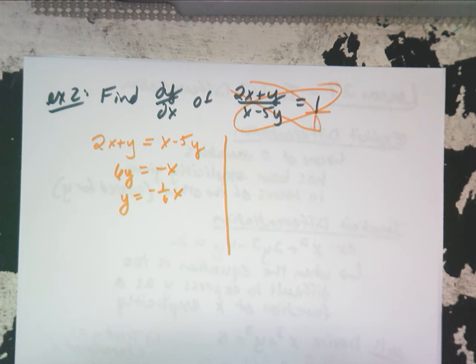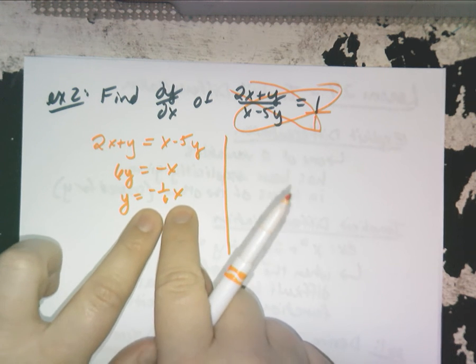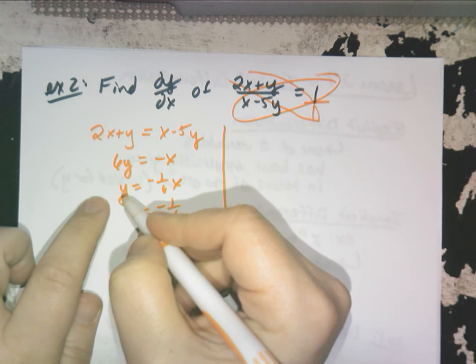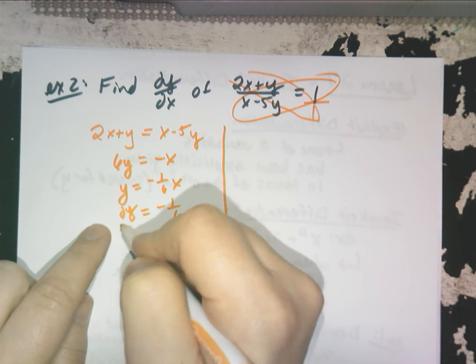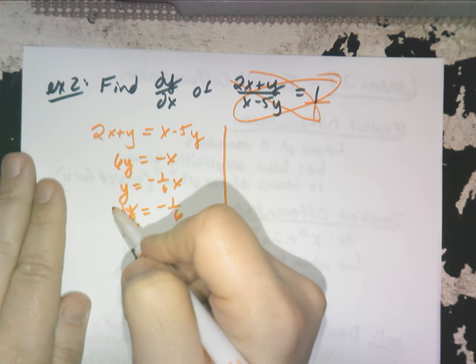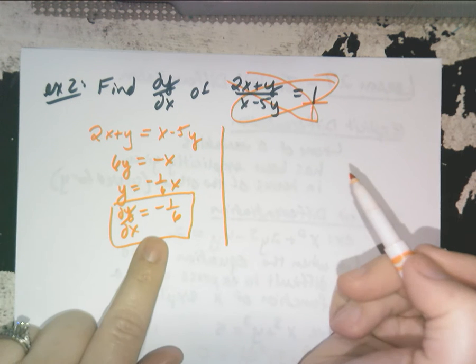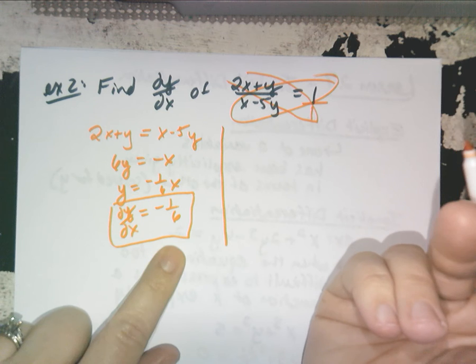If you took the derivative of this side, what would that be? Negative 1/6. If you took the derivative of y, the derivative of y is y prime or, wait for it, dy dx. Every time you take the derivative of y, it's dy dx, because that's what we call it. So there we go. Negative 1/6. That was nice. That one worked out to an actual full value.